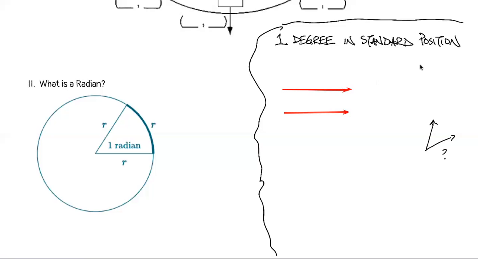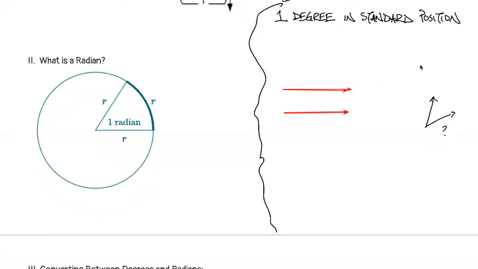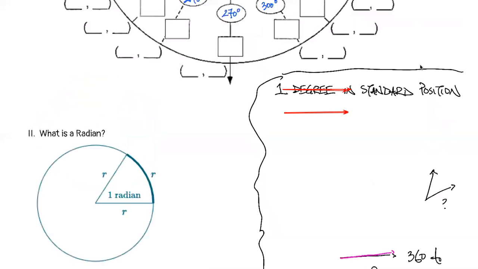Okay. All right. So if we're thinking about a degree in standard position, you would want the initial side to be on the positive x-axis. And then that terminal side is going to be super close to it because we need 360 to fit in 1 rotation around the circle, okay? And so when we're looking at 1 degree, that's what we mean.